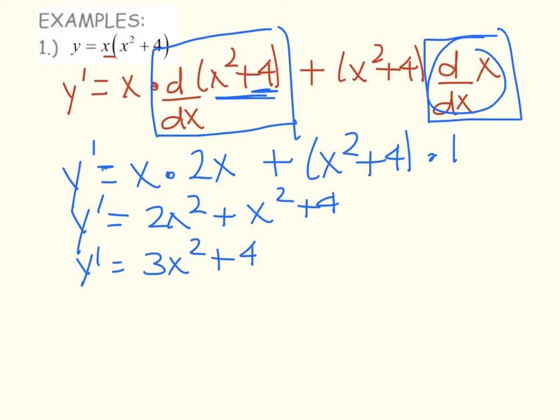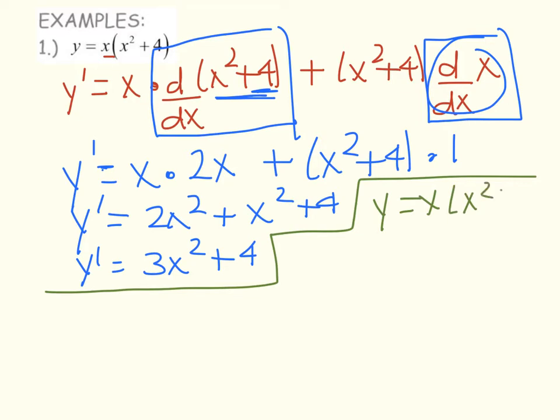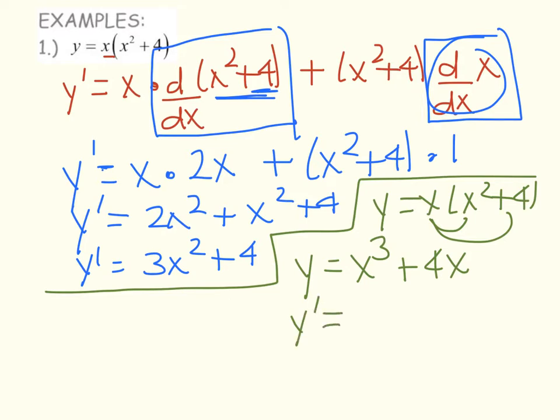Now this is in no way a proof, but I could take my original function, y equals x times x squared plus 4, and distribute this x first. So I'm going to rewrite that function as x cubed plus 4x. Now I can take the derivative without the product rule because this is no longer a product. The derivative of x cubed is 3x squared, and the derivative of 4x is 4. So you'll see that we get the same answer both ways. Sometimes you can avoid using the product rule by doing what I just did here in green, and other times you have to use the product rule.